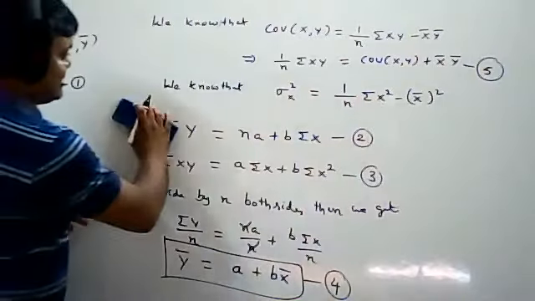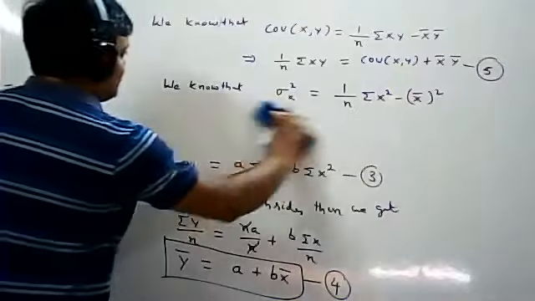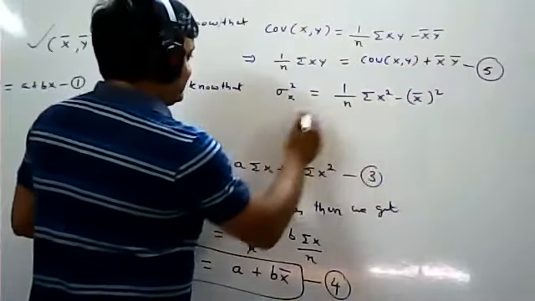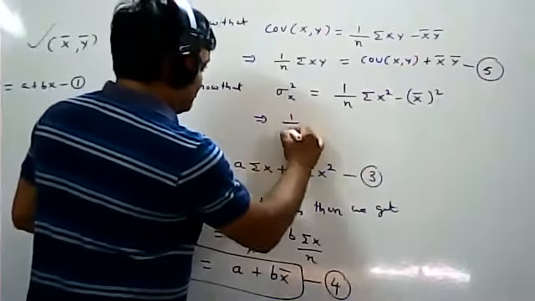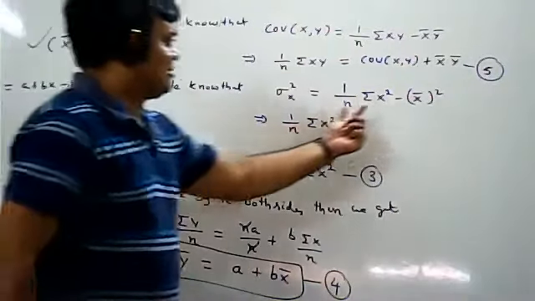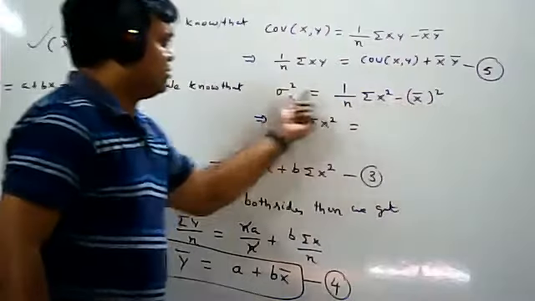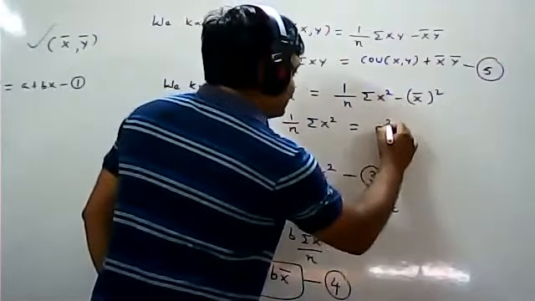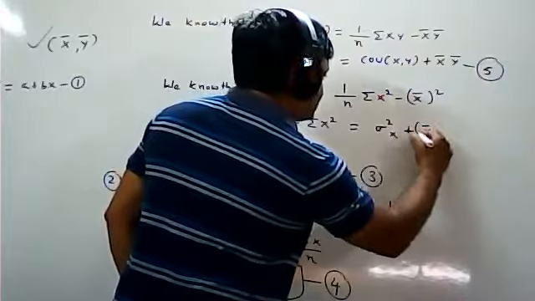This equation 2 is completed. I will rub this one. So from this I will calculate 1 by n summation x square. I will tell you why I am calculating all these values. So I want 1 by n summation x square, so send this minus term to this side. That means what you will get, this is nothing but sigma square x plus x bar whole square.